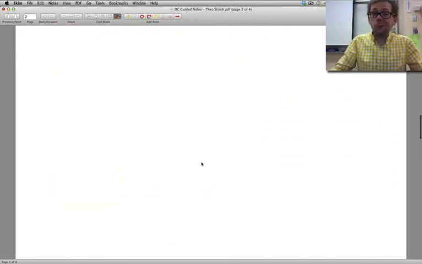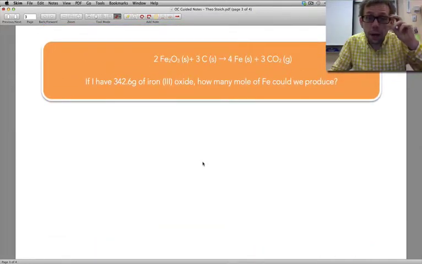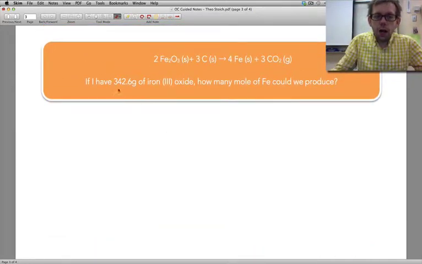So let's take a look at a problem and see what's going to happen here. We're going to reference that mind map a few times. So, if I have 3.426 grams of iron 3 oxide, that's that stuff right there, how many moles of iron would we produce?